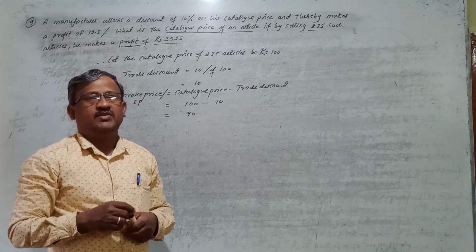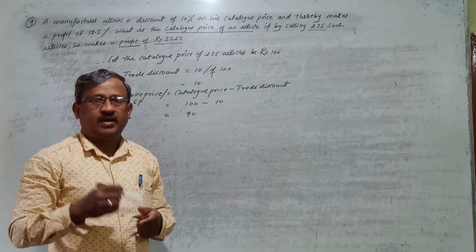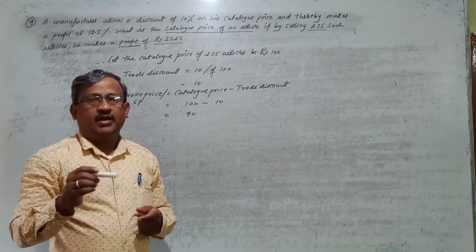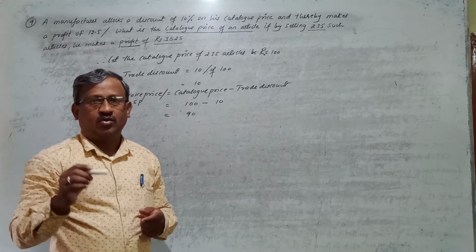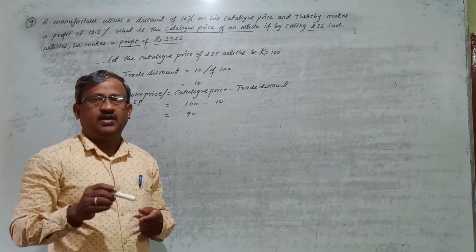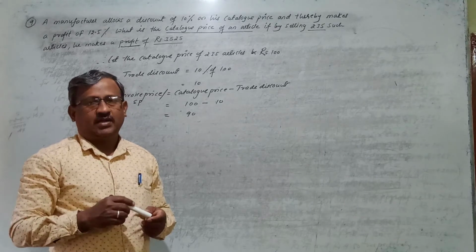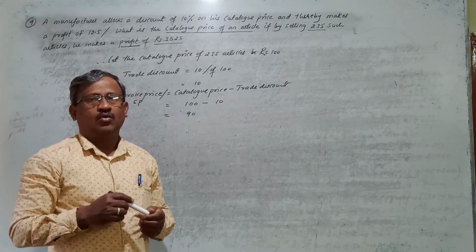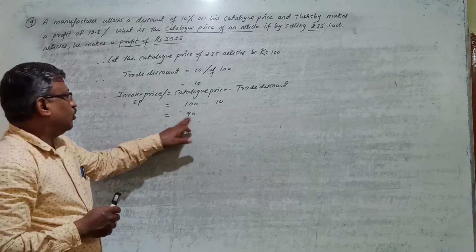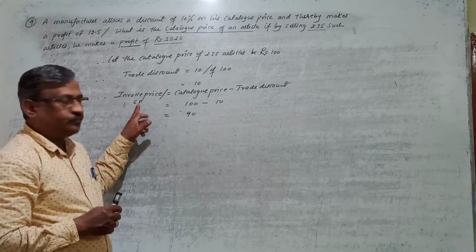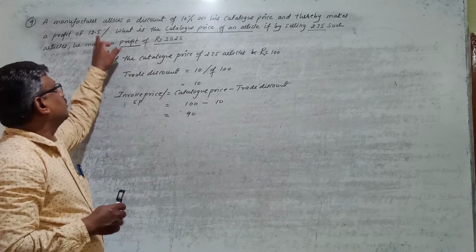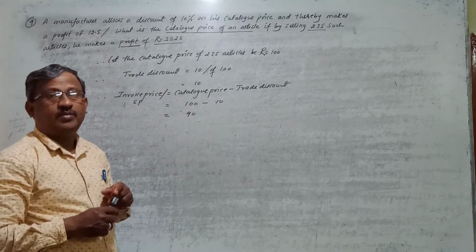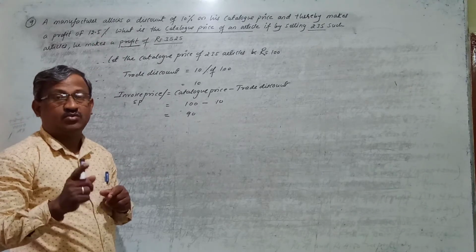So when the problem is silent about the percentage of profit, it is always calculated on the cost price only and not on the selling price. When it is specifically given on selling price, only then do we calculate on selling price, otherwise it is always calculated on cost price. Now 90 rupees is my which price? Selling price. This selling price includes a profit of how much? 12.5%, but on which price? On cost price, not on selling price.